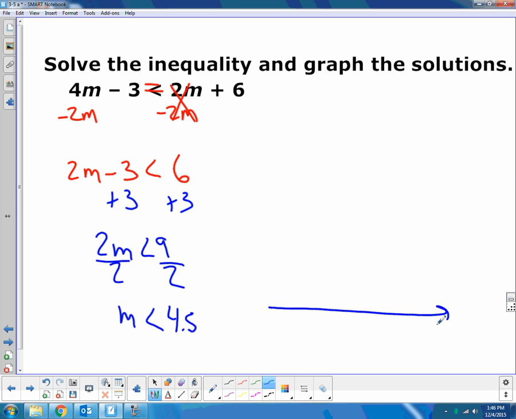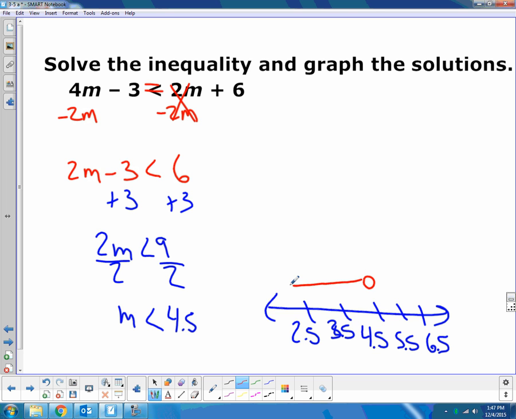Now I can graph my solutions. There we go. And I just want to double check. Yep, I did that correctly. Good. I got 4.5 goes in the center of my graph. I'm going to go by ones this time, but you certainly don't have to. You can go by whatever scale you choose as long as you're consistent. Go 2.5, 3.5, 4.5, 5.5, 6.5. If m is less than 4.5, I know that 2.5 is less than 4.5. So my arrow is going to go that way. M will not equal 4.5, so I don't close in the circle.